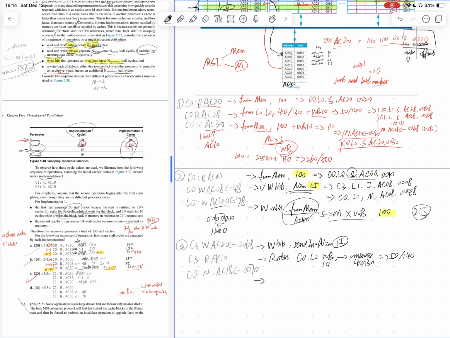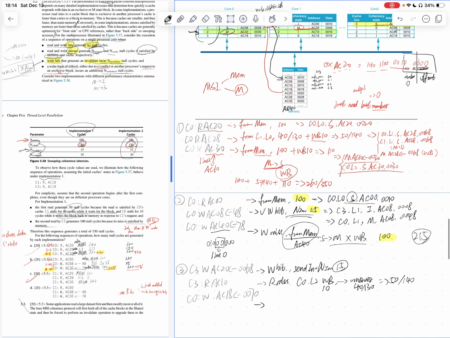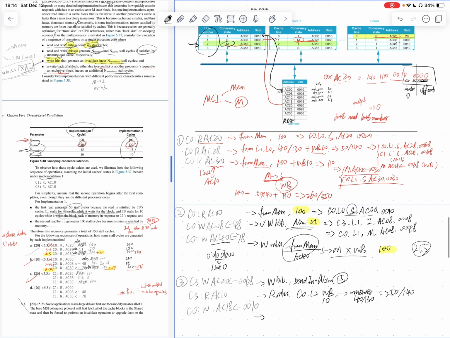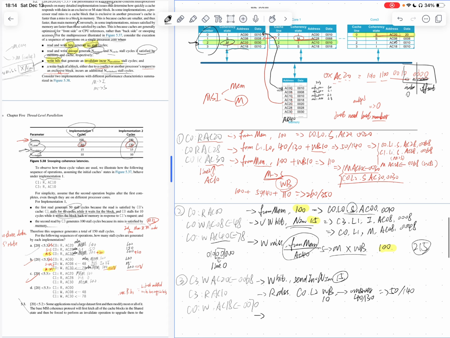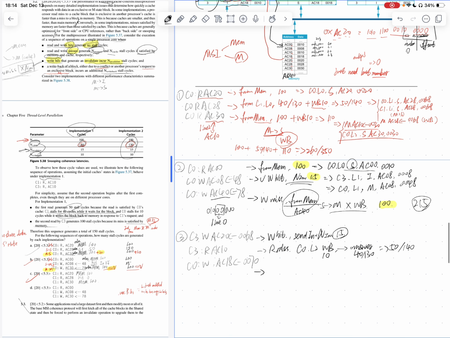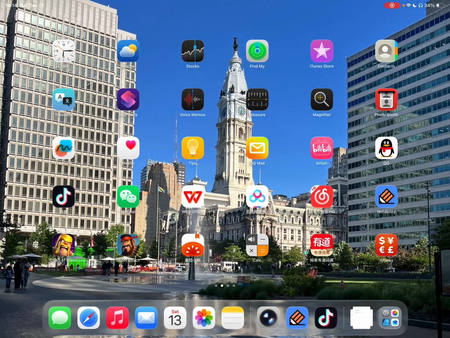So for the final, C0 wants to write AC18. Do we have AC18? No, because it's in an invalid state. It means nothing. So does any of us have AC18? You may find that core one has AC18, but it's in a shared state. Shared states do not answer us.